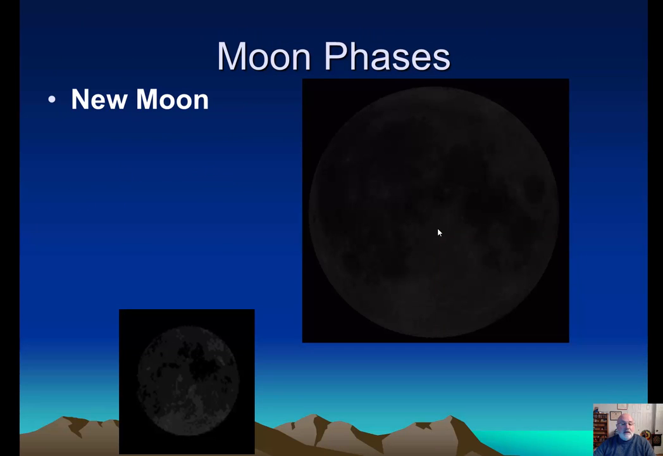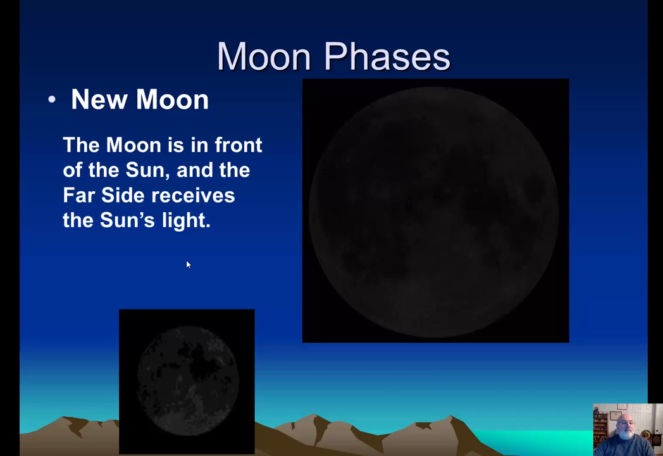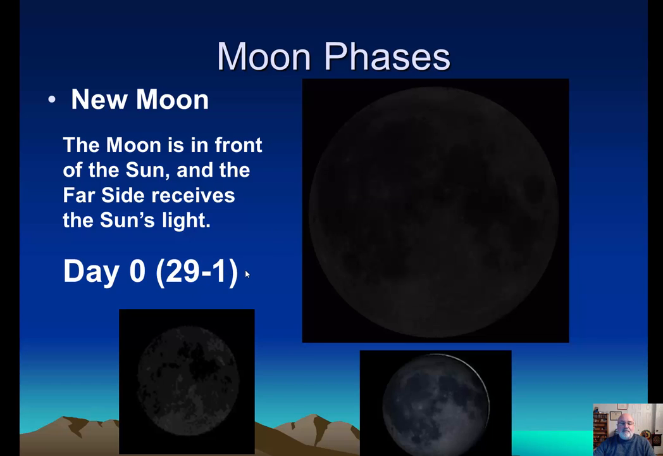So here's the new moon. I'd like you to draw that. You can even just draw a circle and color the whole thing in, sort of like this. The moon is in front of the sun, and the far side receives all the sunlight, and this is day 0. It's actually days 29, 0, and 1, so it lasts about 3 days.